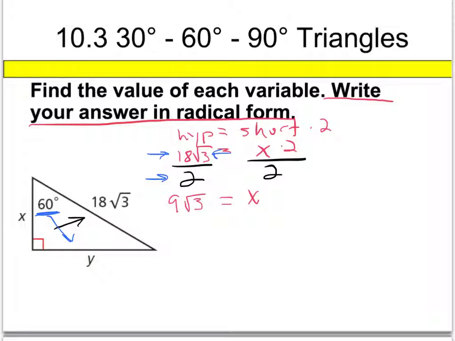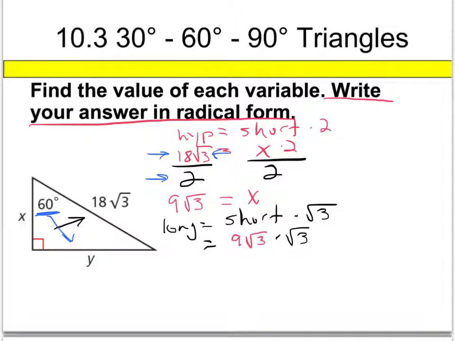Alright, now we just figure out which side. We just figured out x, which is our short side. Okay, so now what we're going to do is take that information that we just found out, plug it into our long side equation. What's our long side equation again? Yep, your long is equal to short times the square root of 3. So we know x is our short side. We need to plug that in. So it's going to equal our x, which is 9 times the square root of 3, but still multiply times your square root of 3.